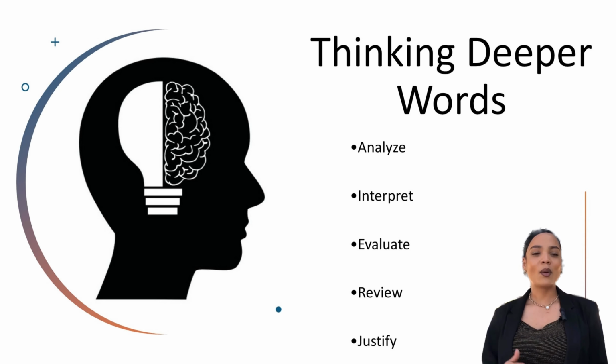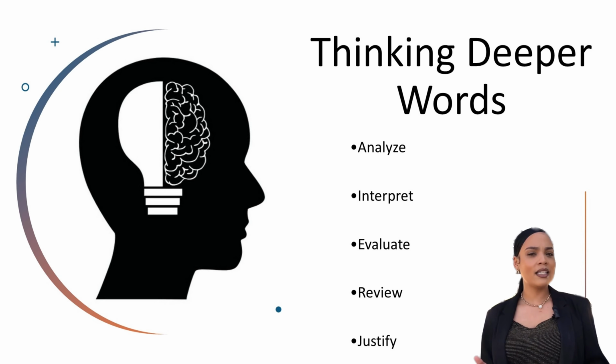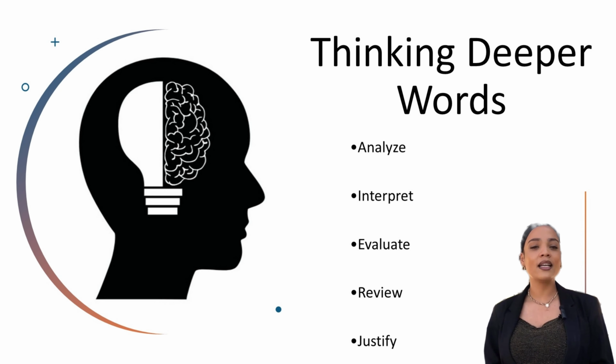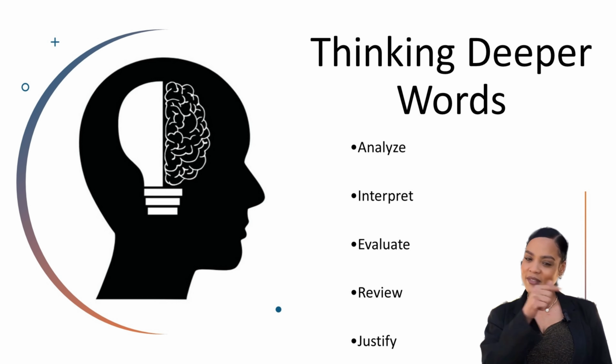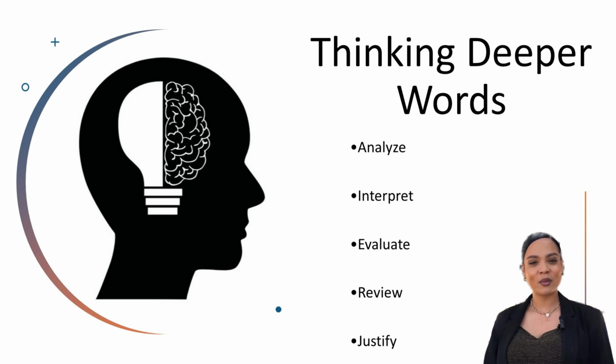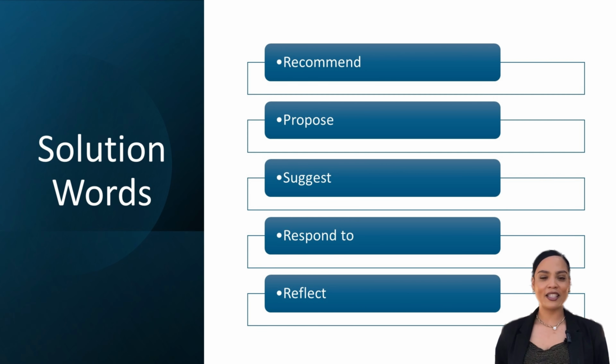Review. When it says review, this means look back and comment. This is what is required from you. Say what worked well, what did not, and what should improve. Justify. When it says justify, this means prove your answer. This is what is required from you. Give strong reasons or evidence for your choice. Recommend.